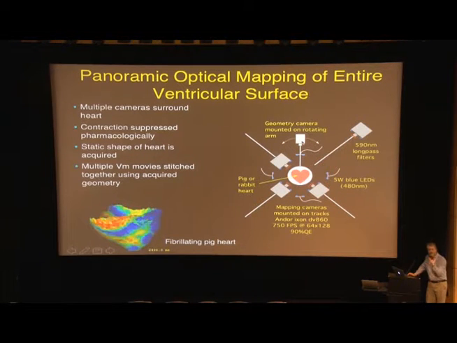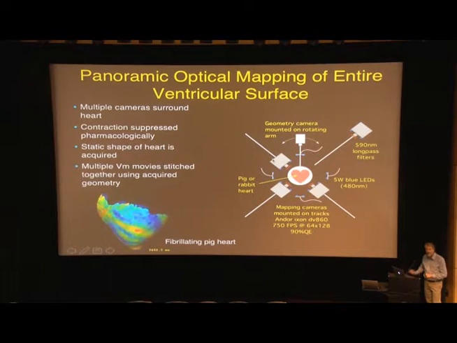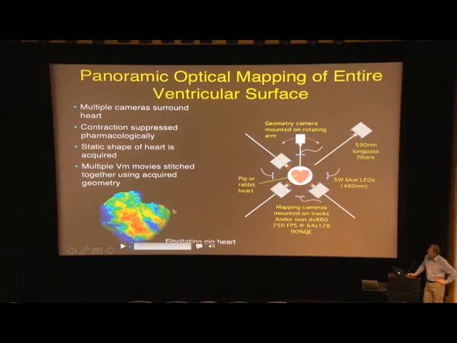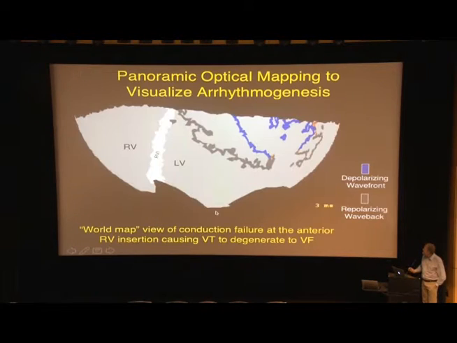It takes a bunch of images as it spins around, and from that we can build up a model of the epicardial surface of the heart, which is what's shown here. Once you have that model, you can take the data from the movies from the 4 mapping cameras and paste it all together and get a continuous data set showing the whole surface. So this is a pig heart fibrillating. The blue is where the tissue is resting. The orange-yellow blobs are fibrillation wavefronts circulating around. So that's the data that we can get with this.